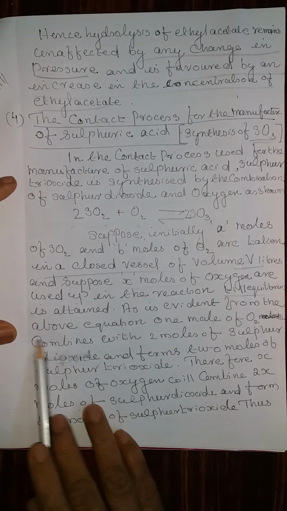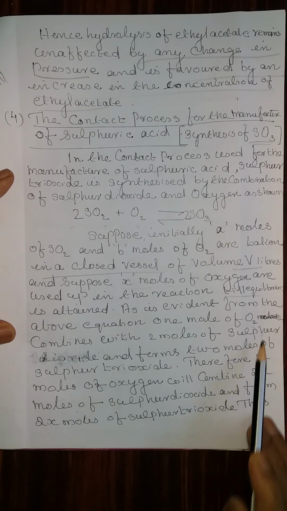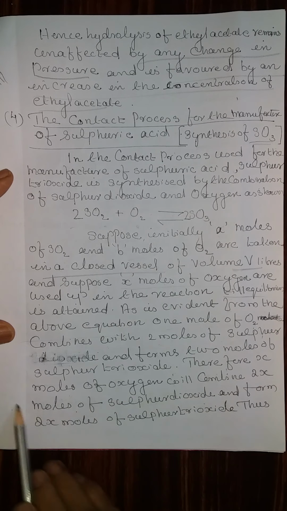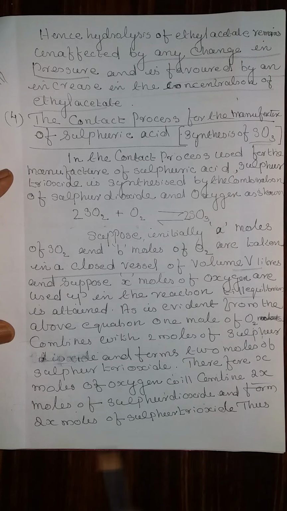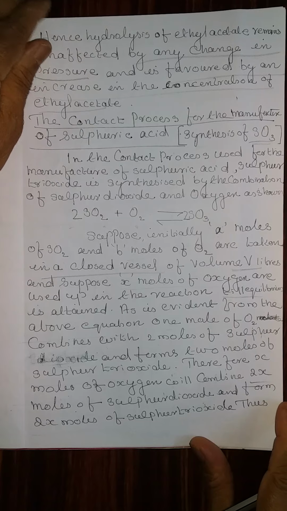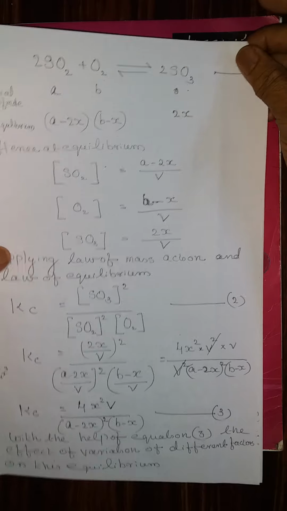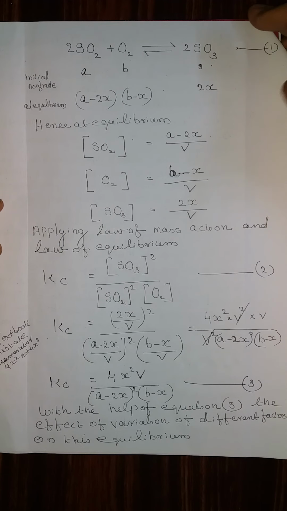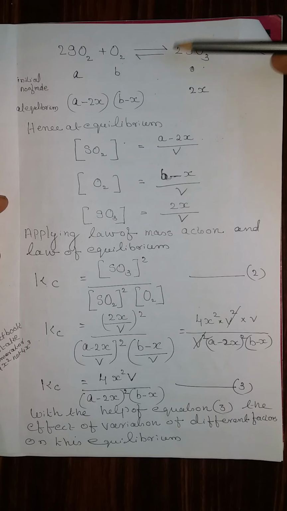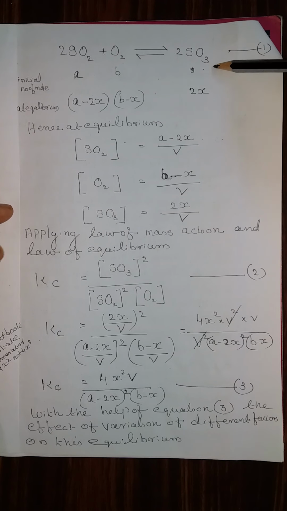As it is evident from the above equation, 1 mole of oxygen combines with 2 moles of sulfur dioxide and forms 2 moles of sulfur trioxide. Therefore, x moles of oxygen will combine with 2x moles of sulfur dioxide and form 2x moles of sulfur trioxide. Thus, applying the law of mass action and law of chemical equilibrium, we are going to derive the equation. 2SO2 + O2 ⇌ 2SO3, that is sulfur trioxide.